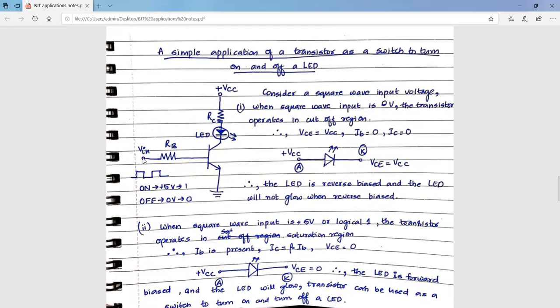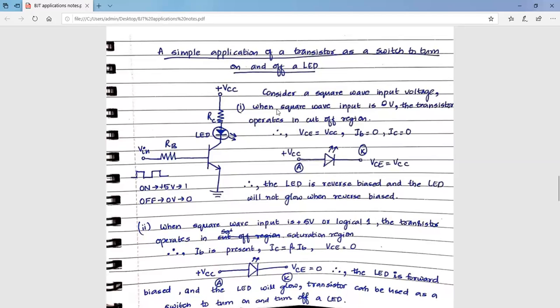We have Vin given to the base terminal, that is Vin connected in series with the base resistance, and we have the VCC connected to the RC, that is the collector resistance, and the anode of that particular terminal is connected to the RC side, and the cathode is connected to the collector terminal. So here in the collector terminal you have a LED followed by a collector resistance and VCC, right?